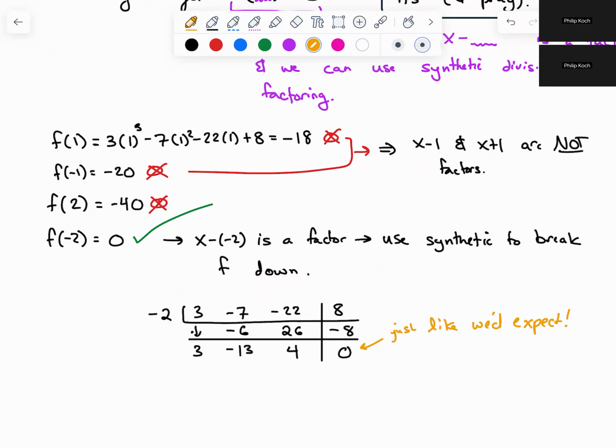And with some of those calculations, please feel free to use your calculator. If they start getting nasty numbers, go ahead. But bring down the first number, then multiply diagonally, and then add vertically.